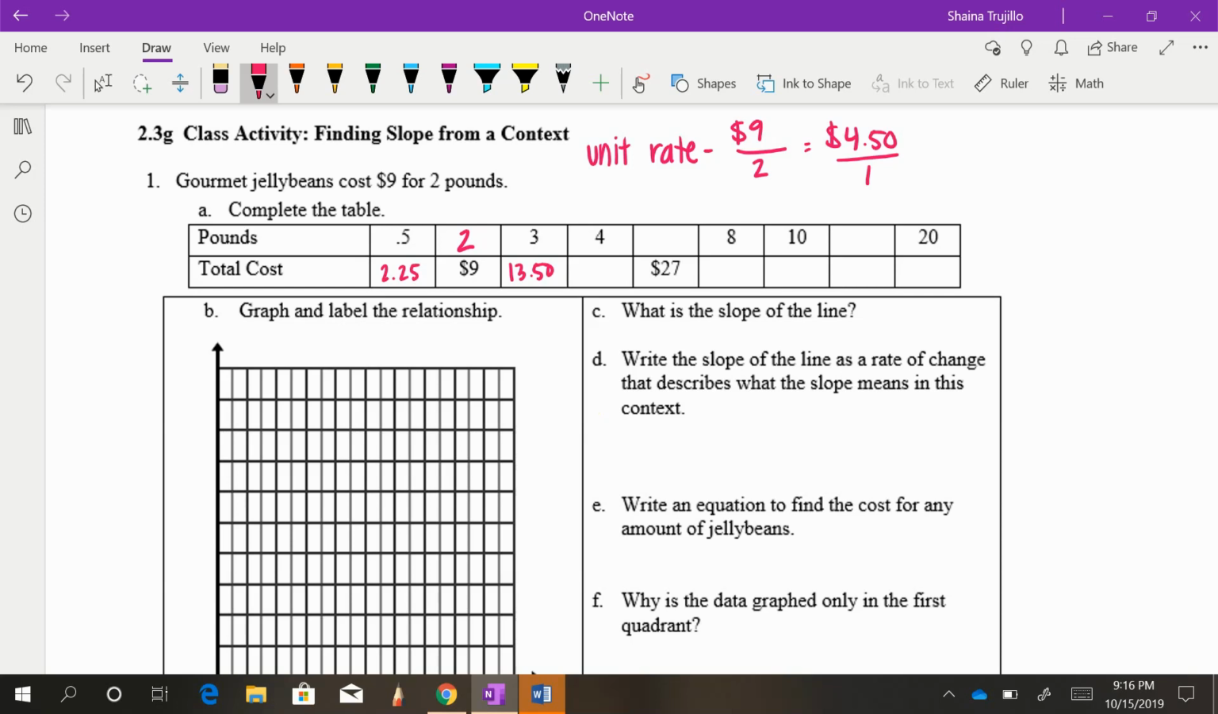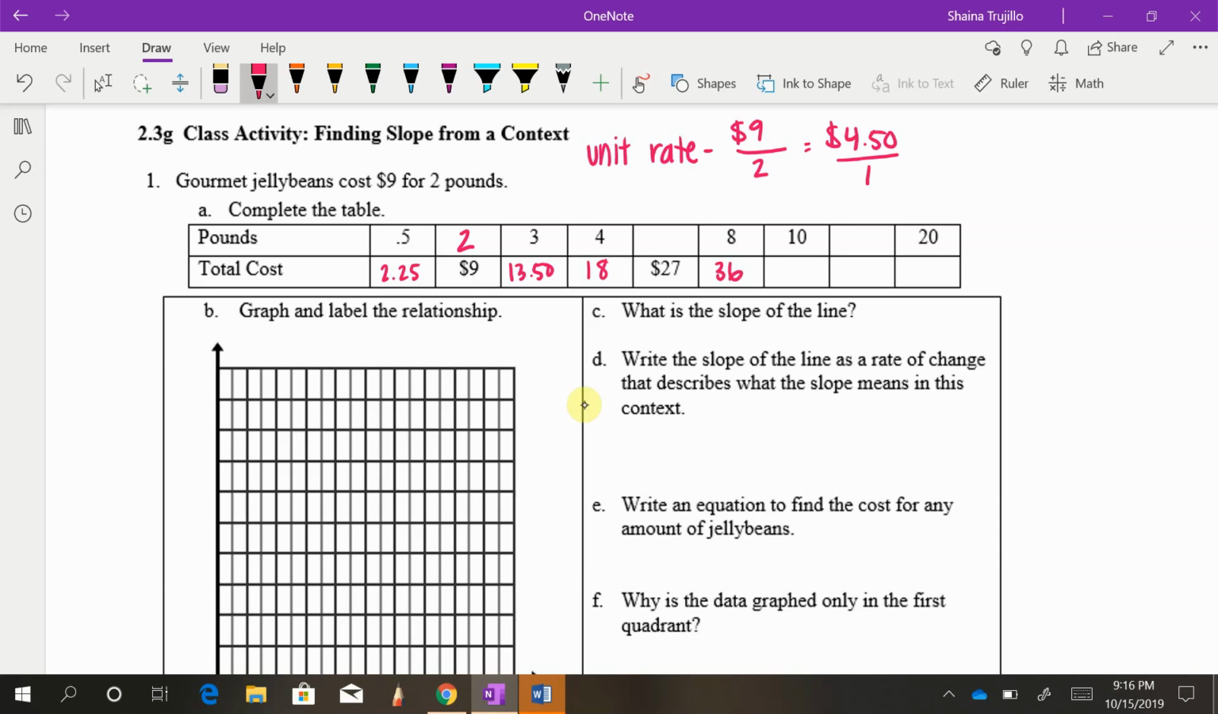$13.50. Okay, now a quick little trick that I want to show you guys is that the nice thing about tables is that if we double it, so if I'm going from 2 pounds to 4 pounds, I can also double the total cost. So I can go $9 to $18, and I'm going to do that exact same thing with 8 pounds. So 4 pounds doubled is 8 pounds, $18 doubled is $36.